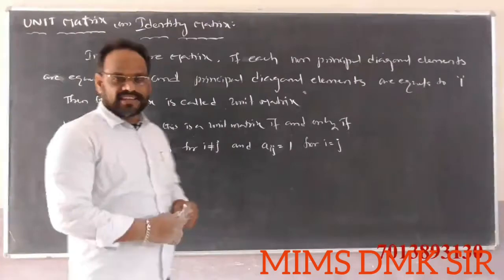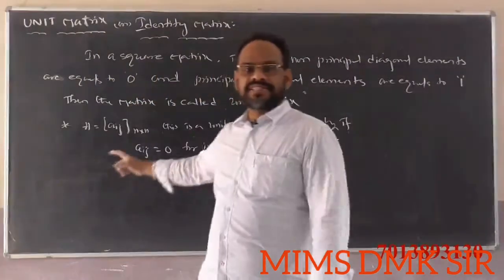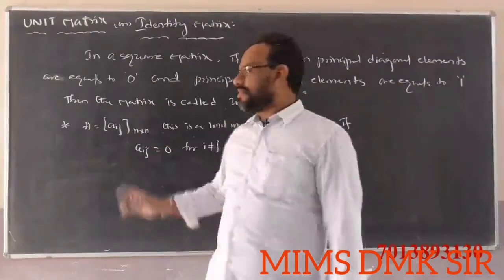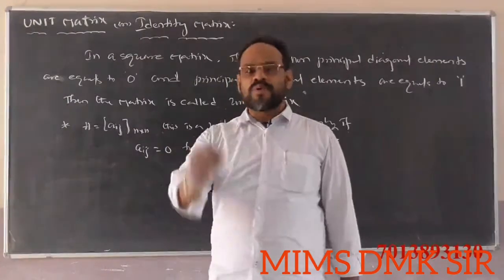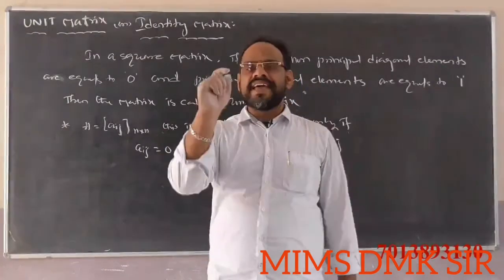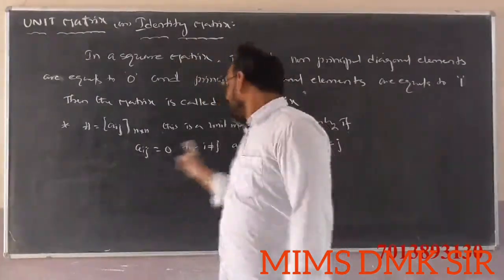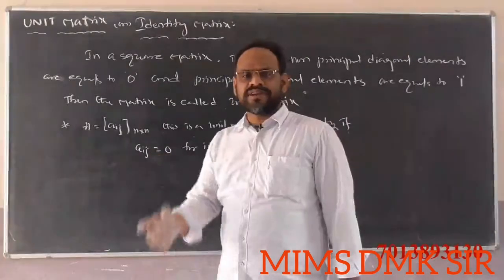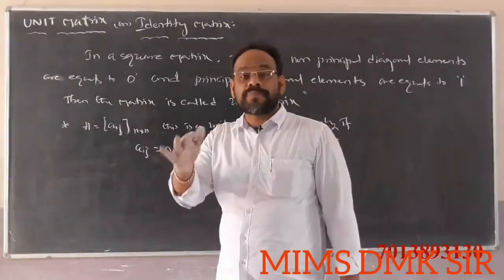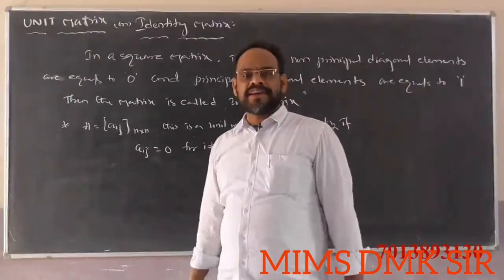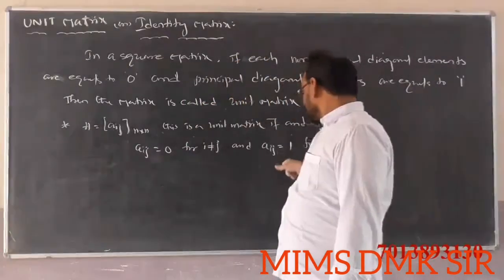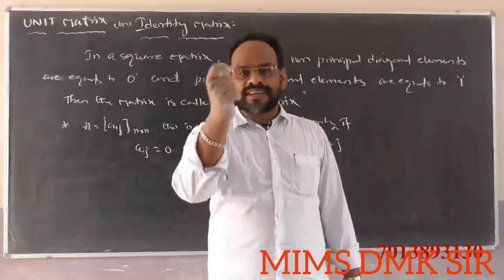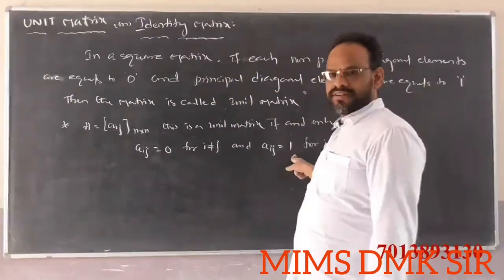A is a square matrix of order n. This is denoted a unit matrix if and only if A is a value 0 for i not equal to j. That means non-principal diagonal elements are zeros, and A is equal to 1 for i equal to j, which means principal diagonal elements are equal to some constant 1, always 1.